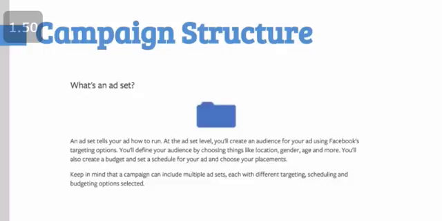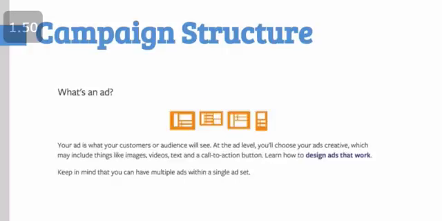So again, going back to the campaign level, I can say that my objective is to get more likes to my page. At my ad set level, which is inside of that campaign, I can have multiple ad sets running ads for different time frames, targeting different groups, targeting different locations, all within that same campaign. And then finally is an ad. An ad is what your customers or audience will see on Facebook. At the ad level, you'll choose your ad creative, which may include things like images, videos, text, call to action button, things like that. And you can have multiple ads within a single ad set, which is how you accomplish testing and things like that.